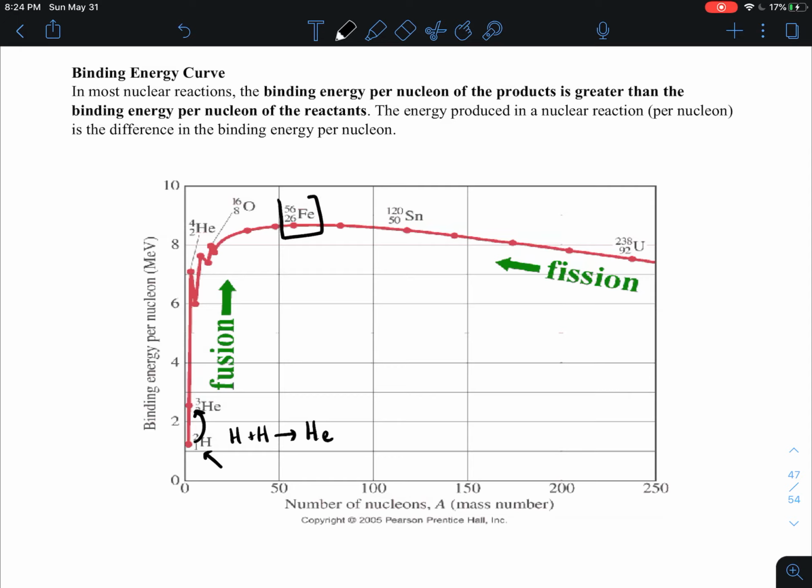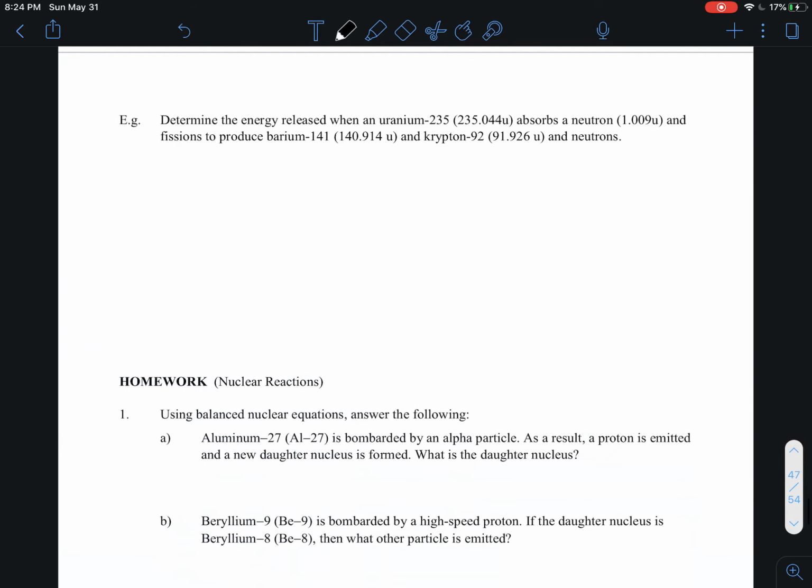If you take a look at which one is the highest, usually we're talking about iron in this case. Iron is a very stable element. So uranium will break into two smaller things. When it breaks into two smaller things, those products will have a higher binding energy per nucleon. Once again, to become more stable. The higher the binding energy, the more stable the atom is. So you need to know this graph, what it looks like, what side is fission, what side is fusion, and that's pretty much it for this graph.